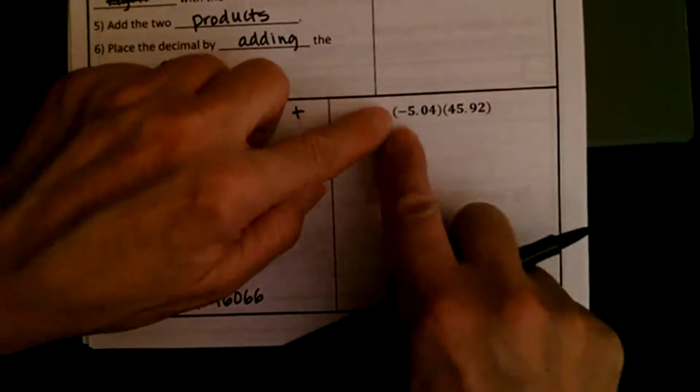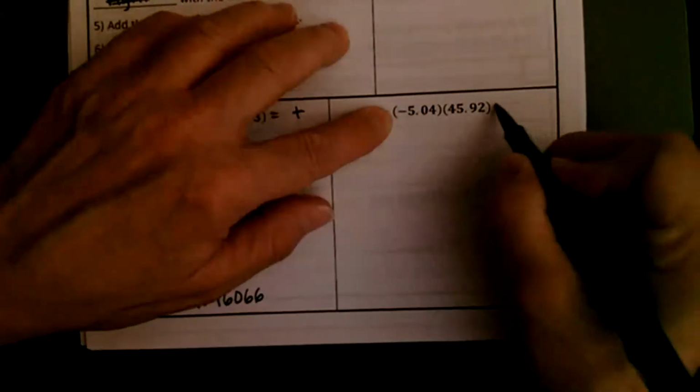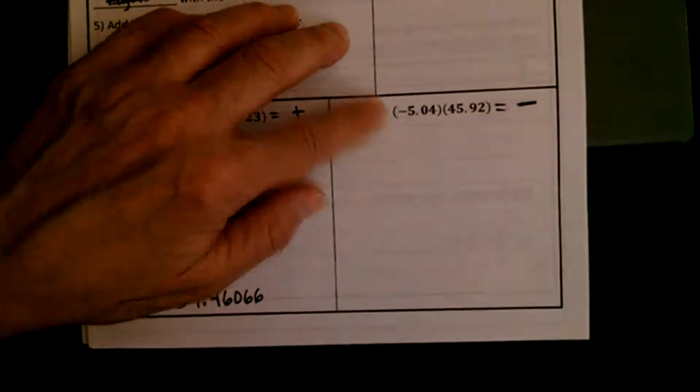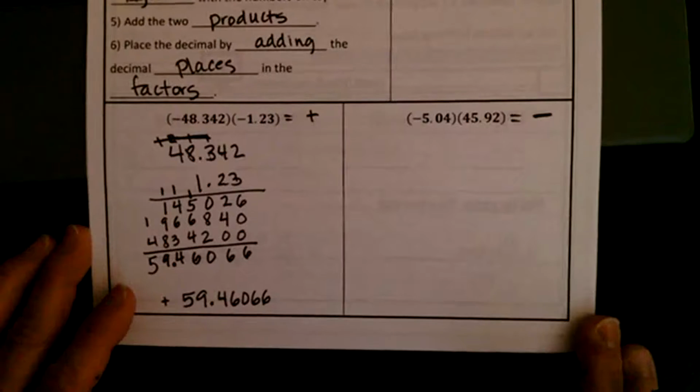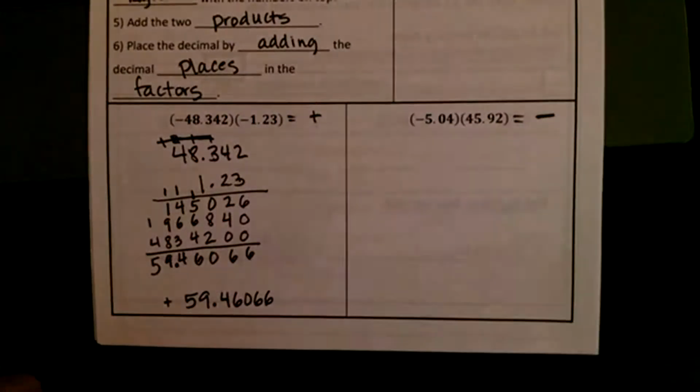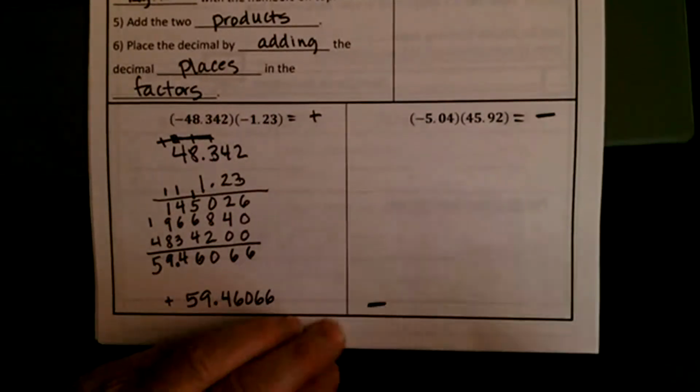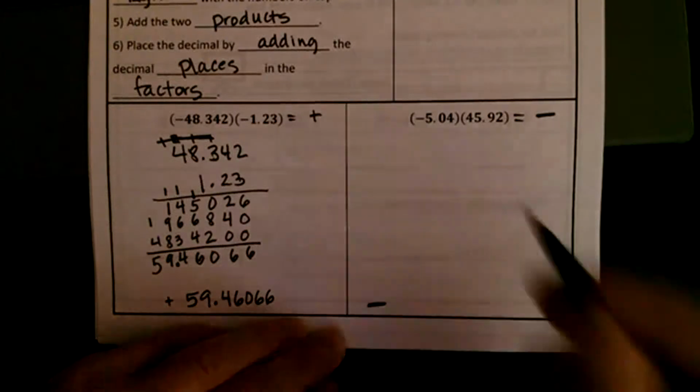Last one, negative times positive. My answer is going to be negative. Okay, do that first. Otherwise, you'll forget. We have so many steps after that, we forget about the sign. Do the sign first. In fact, I'm going to put it down here because that's where my answer is going to end up being. Right.